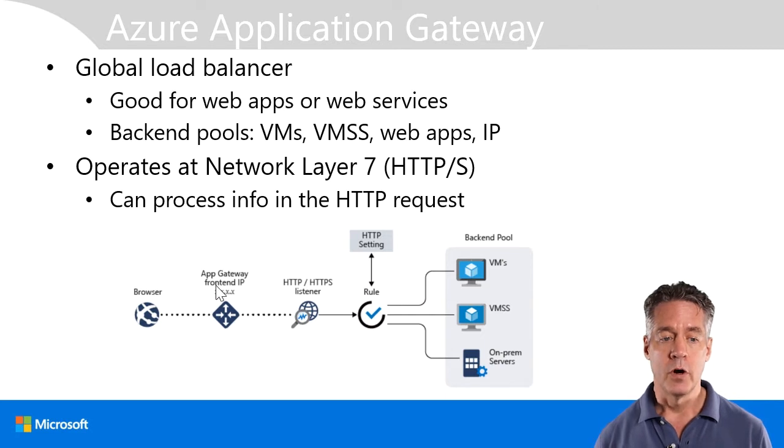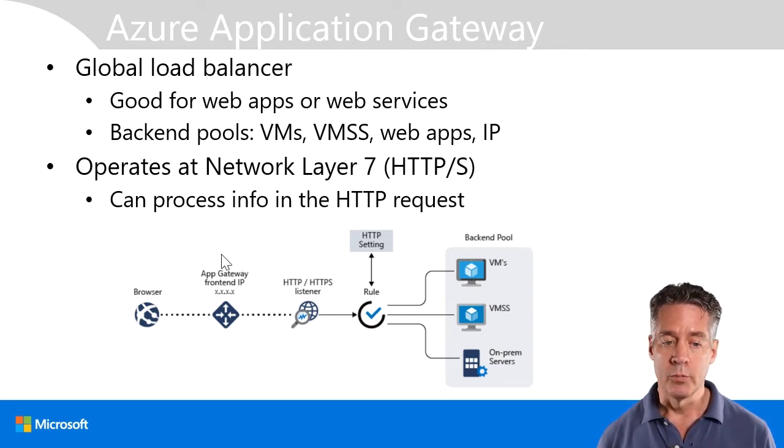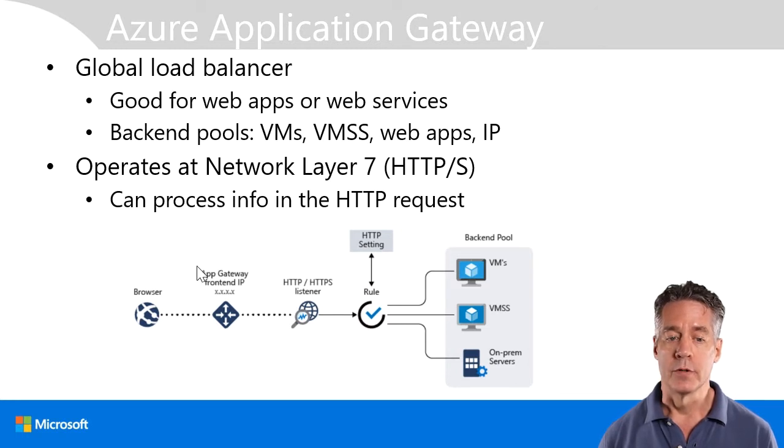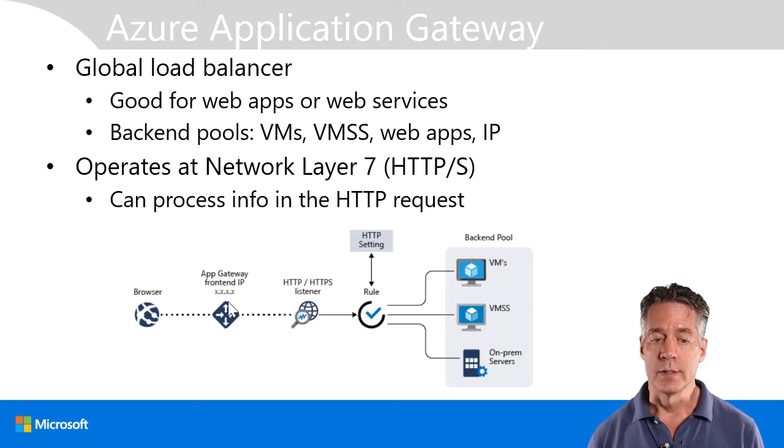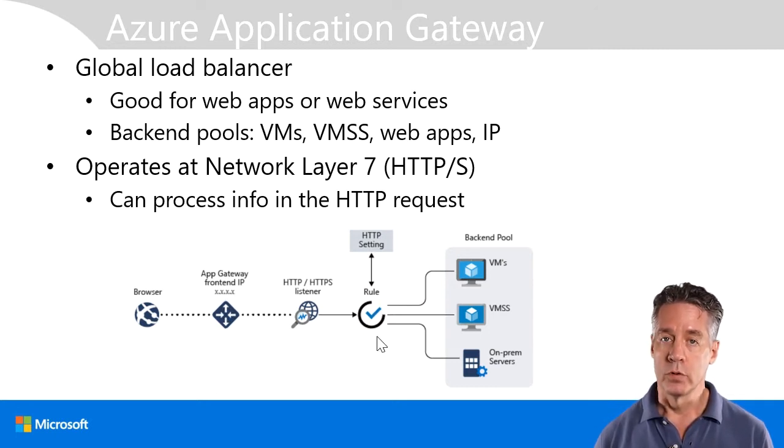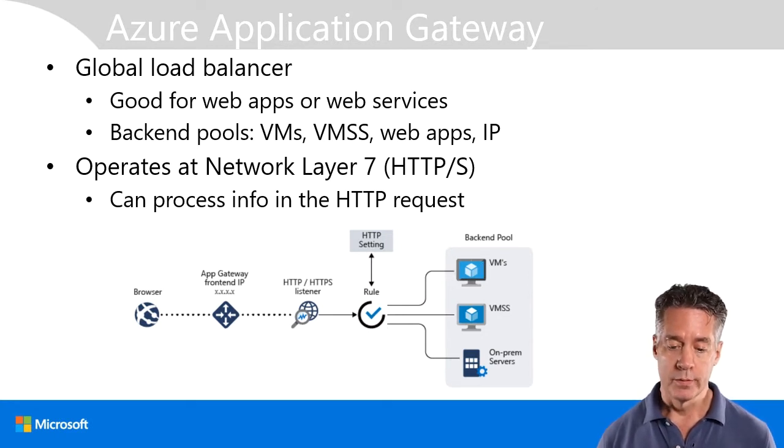In the general drawing, you can see that this load balancer looks like or operates more or less like a regular load balancer. It's got a front-end IP address. It's got a listener, which is listening on particular IP address and port. And then it has rules, and the rules establish how to map to backend pools.